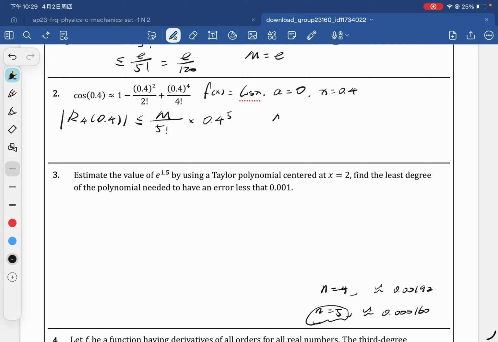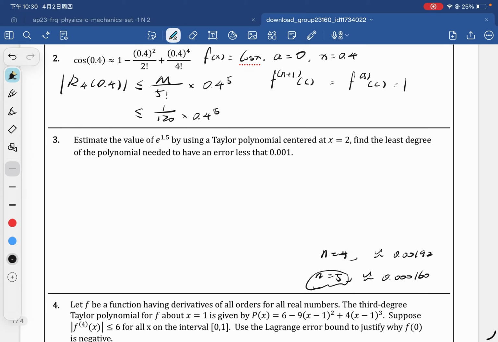Here we find the (n plus 1)th derivative, which is f fifth derivative of c. But actually it doesn't matter because the maximum value for cosine, sine, or negative cosine, negative sine is always 1. So the error bound should be 1 over 120 times 0.4 raised to the power of 5. Let's see the next one.